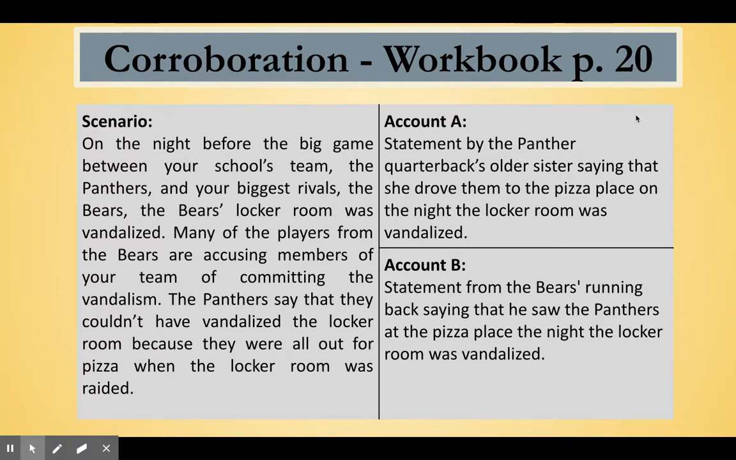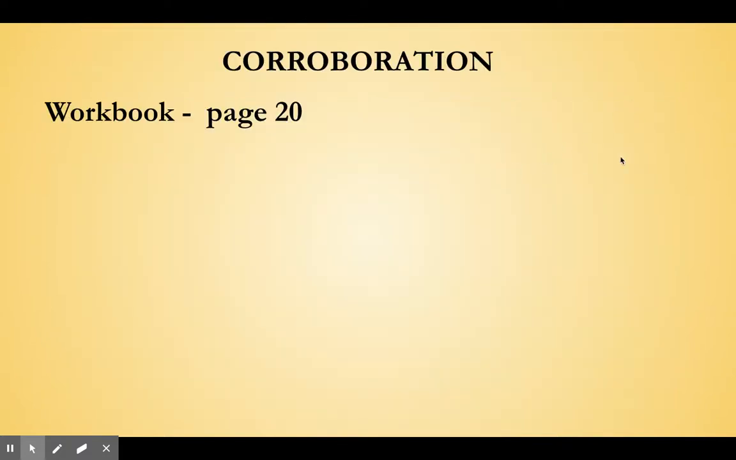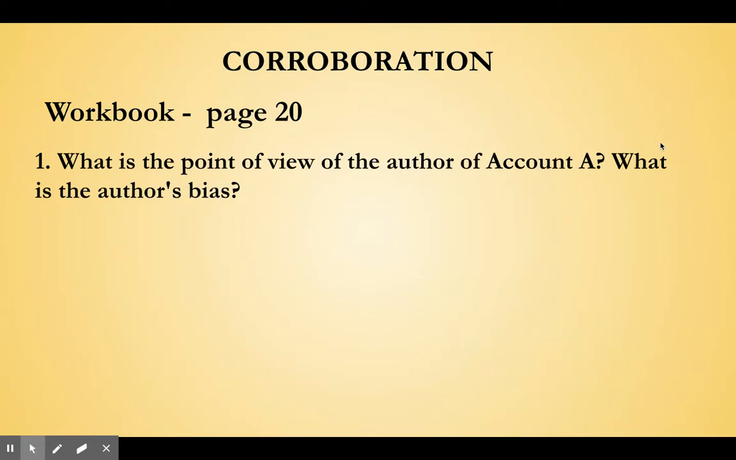Let's take a look at the questions on page 20. You're going to answer these based on the scenario and the different accounts. The first thing I want you to do is answer this one: what is the point of view of the author of account A? So what does she say happened? And then is she biased? Is there any bias there? Turn the recording off, answer that question, and then hit start when you're ready to go over it.